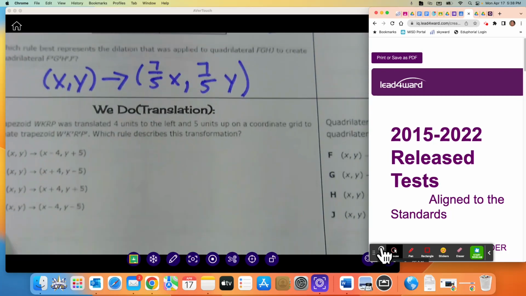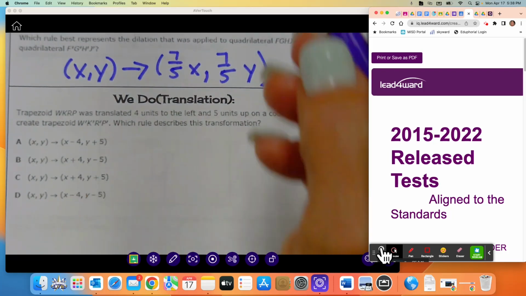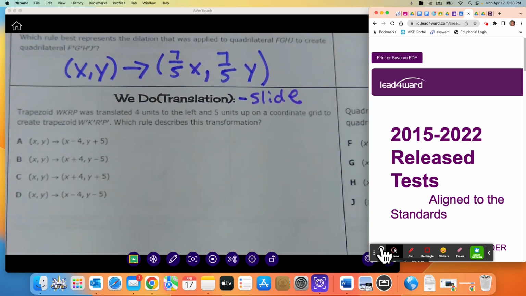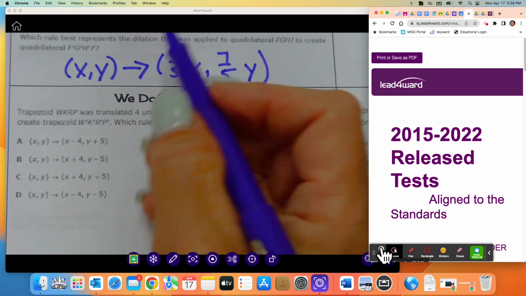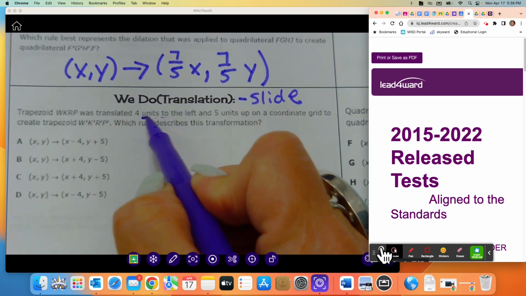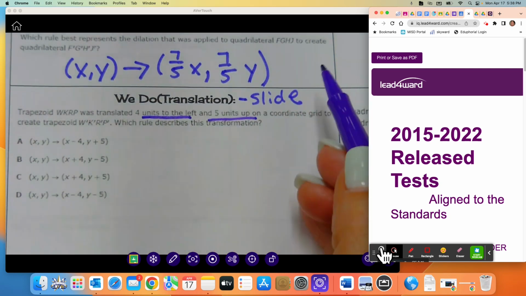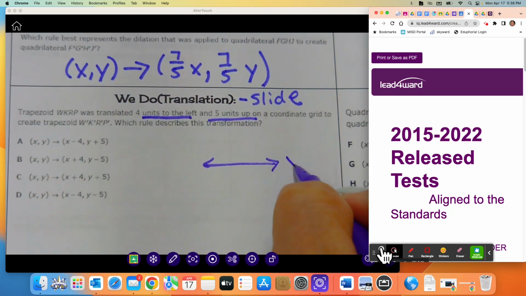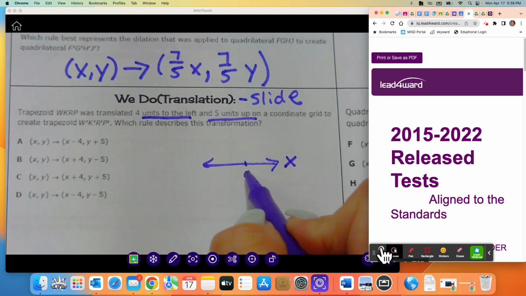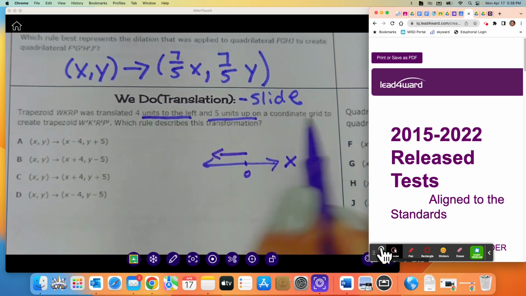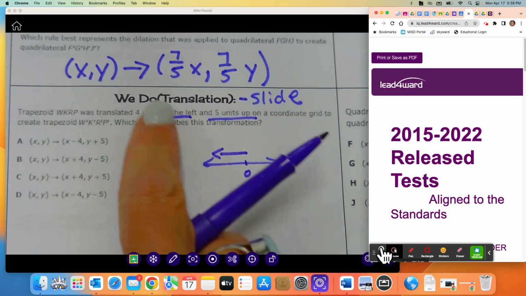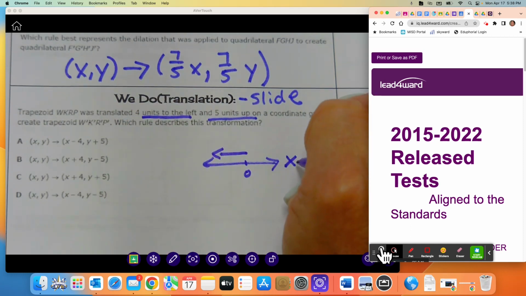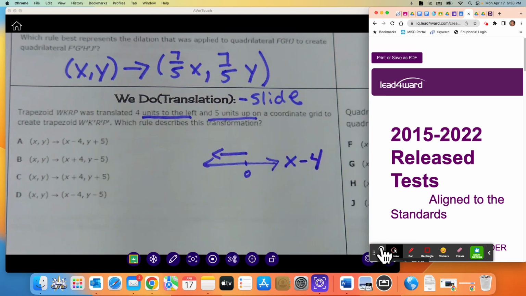Now let's go ahead and look at the translation. Remember, a translation means to slide or to move. Okay, so we move 4 units to the left, 5 units up. So remember, the x goes right or left. This is the x-axis. So here's 0. So if we're going to the left, that means we are going to subtract from x. So 4 units to the left means we are going to subtract 4 from the x.